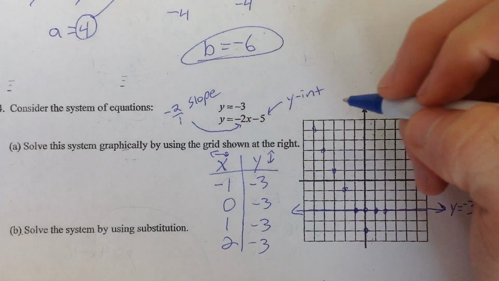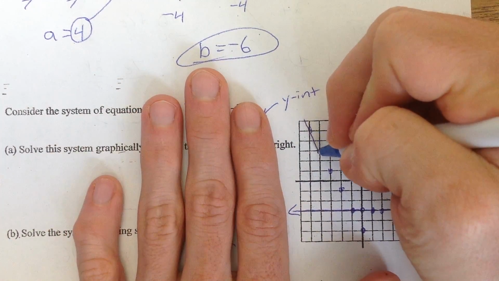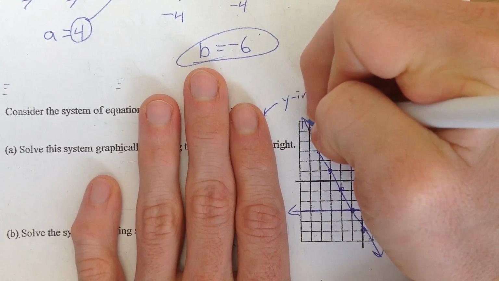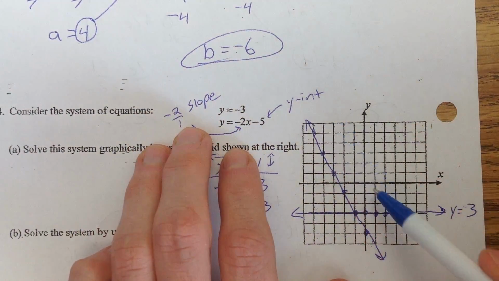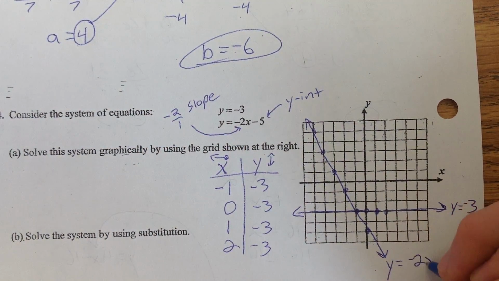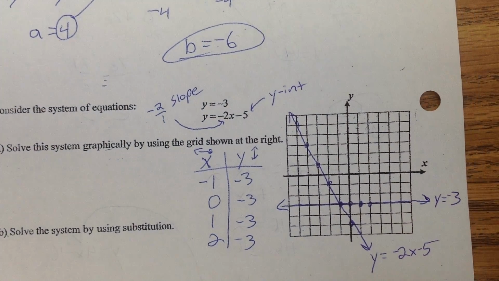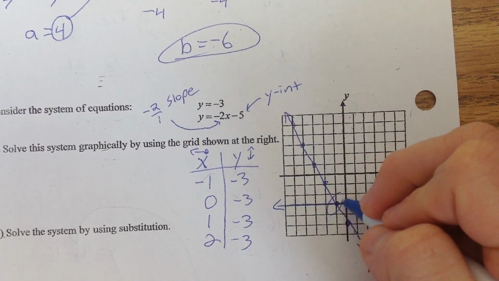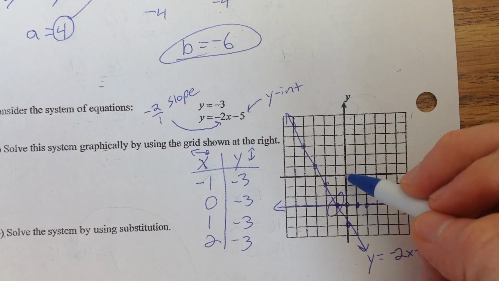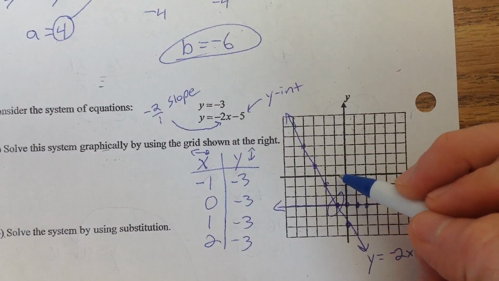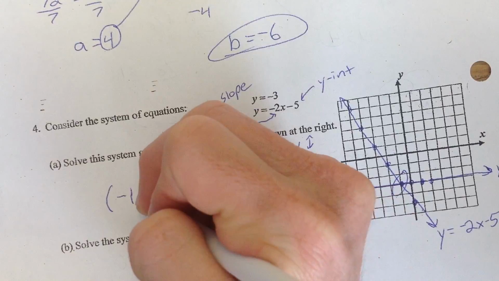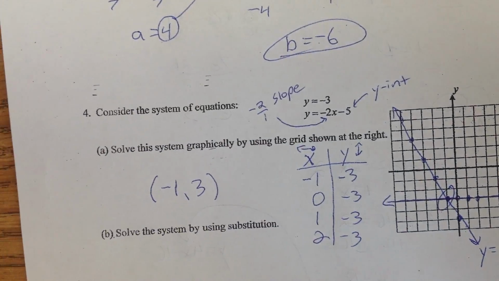I mean, the important thing is you're going to notice that as we look at our line left to right here, it's sloping down. That's kind of the trademark of a negative slope, is that when you look at it left to right, you're going downhill. So this is y equals negative 2x minus 5. The solution to a system is where the two lines intersect. So we can see that that right there is the point x negative 1, y negative 3. So the solution would be negative 1, comma negative 3.